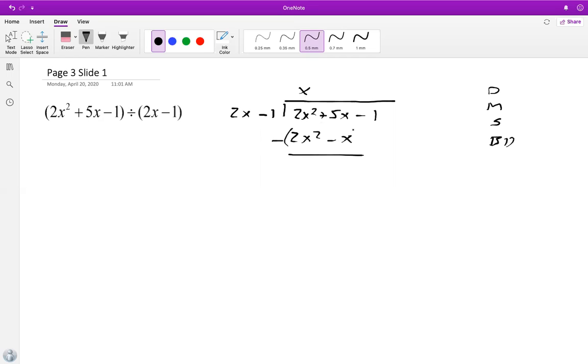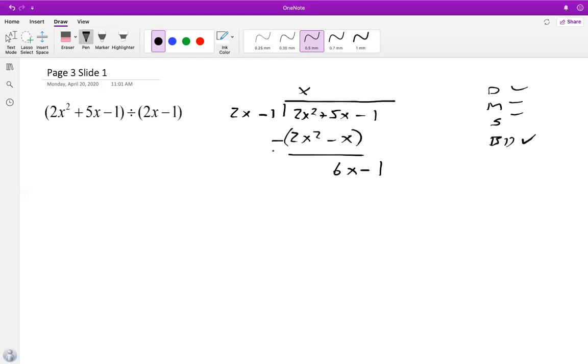Then I subtract. 2x squared minus 2x squared is 0. 5x minus negative x is 6x. So we didn't see this in the previous examples, but it shouldn't be that hard. Once you see it, you should understand what's happening. Minus a negative is like adding. So 5x minus a negative x is like 5x plus x, which is 6x. Subtraction, I bring down this. Boom, done.